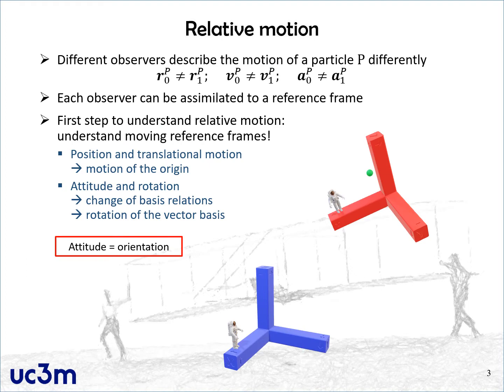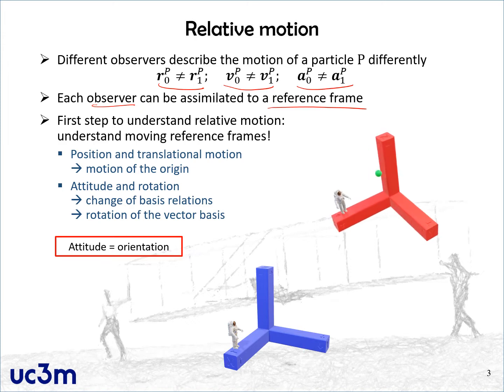Is to realize that different observers will describe the motion of objects in a different way. So in particular, they will not agree on the position, velocity, or acceleration of point particles, all right? Of course, as we have discussed in previous lectures, an observer can be assimilated to a reference frame, okay? So when we talk about observers, what we basically do is we are talking about different reference frames.